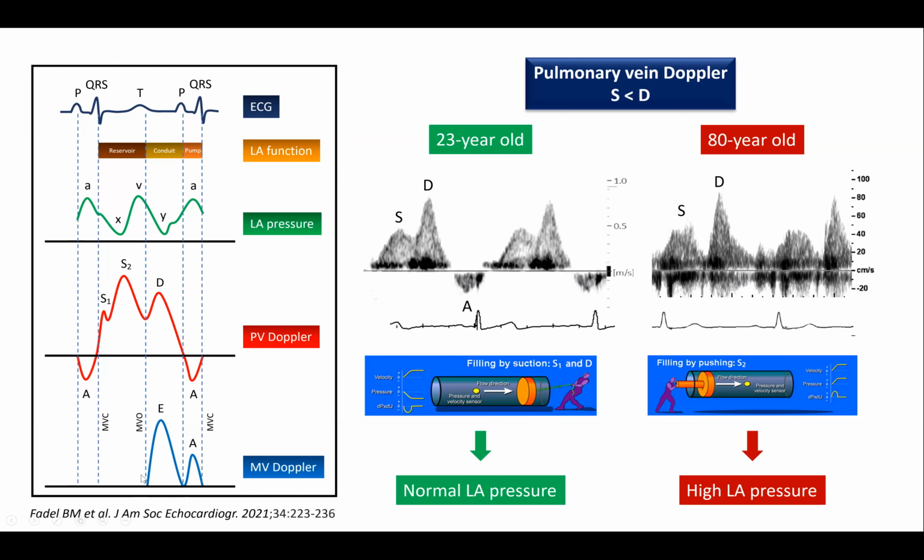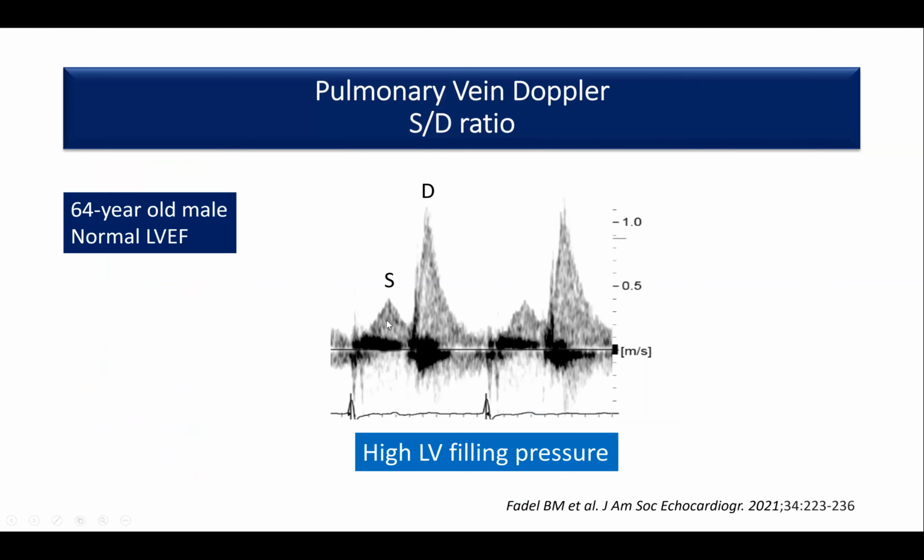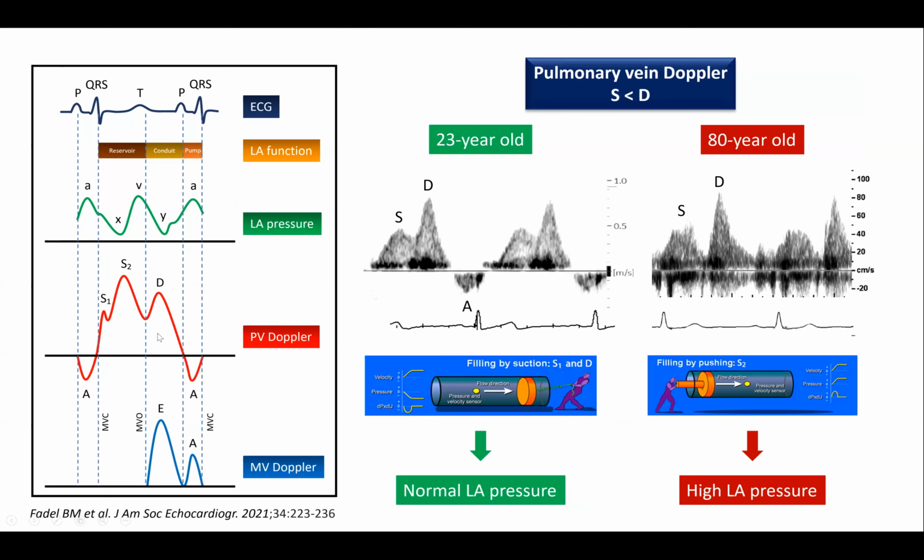So whatever happened with the E wave will happen with the D wave. Whenever you have a large D wave here, it implies the patient has a large E wave across the mitral valve, and this is why this patient will have a high left atrial pressure.